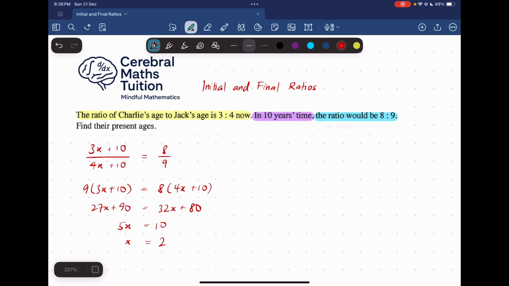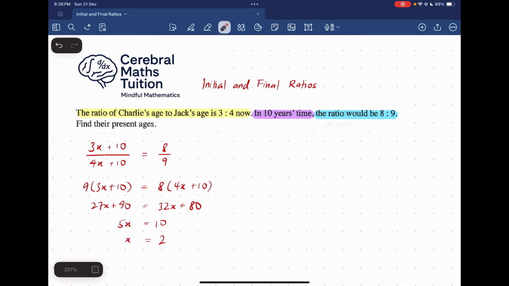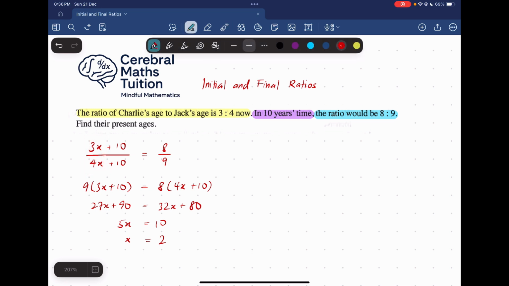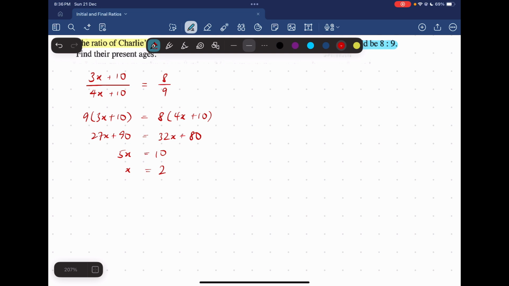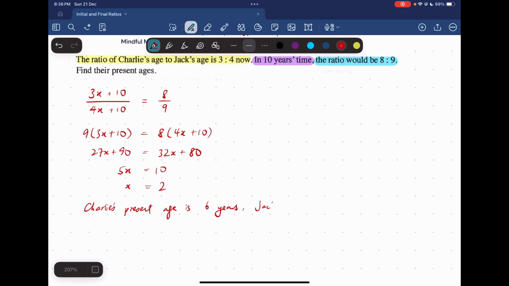Find the present ages. Remember the present ages, we started off with 3x and 4x. Charlie's present age is 3x, so 3 times 2, 6 years. And for Jack, it's 4x, 4 times 2, 8 years.